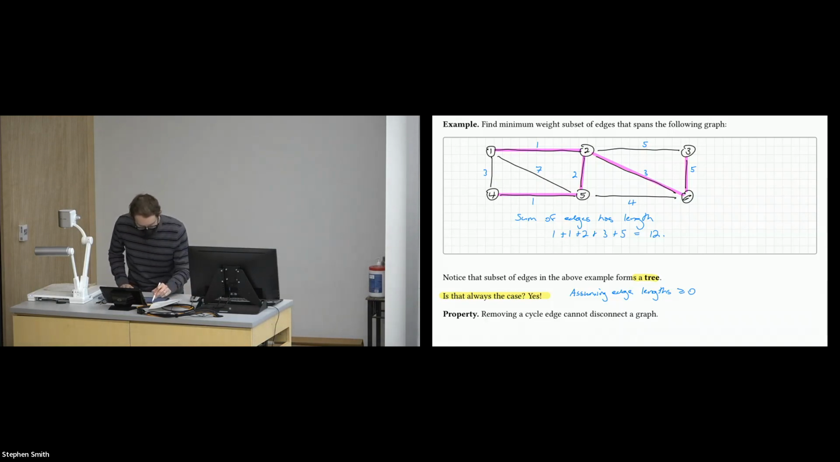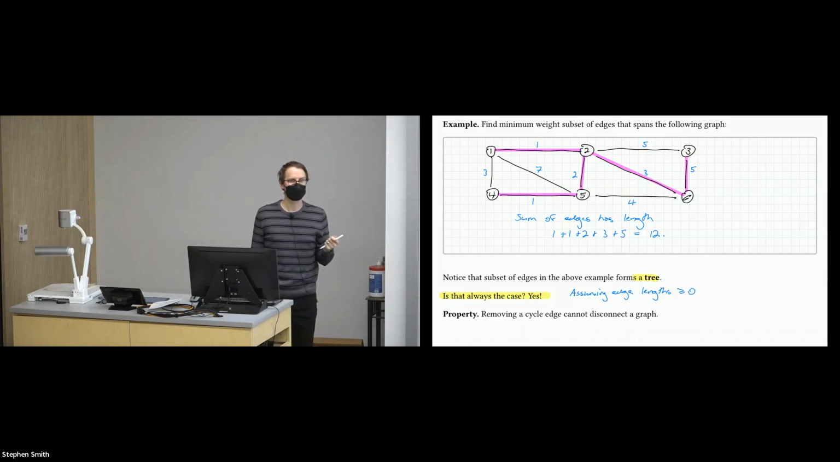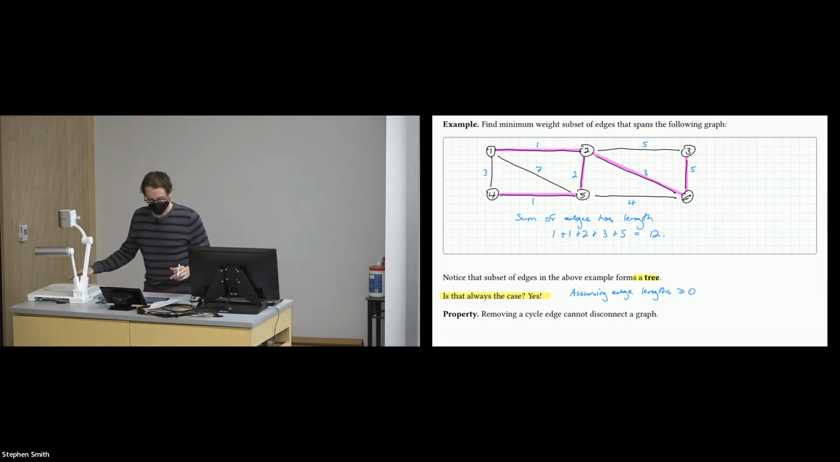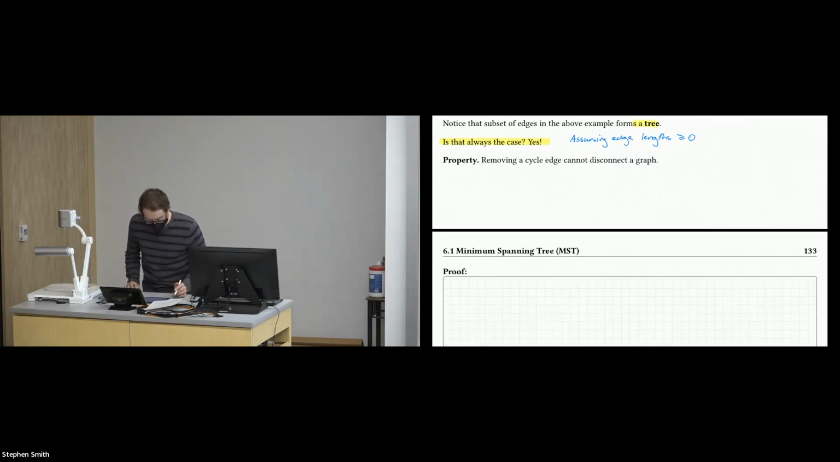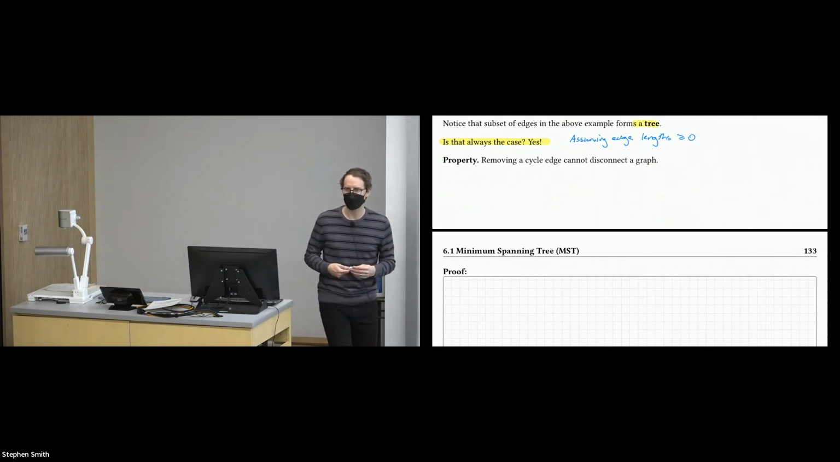And the property this relies on is that if I have a cycle in a graph and I remove one edge on that cycle, it cannot disconnect the graph. So why is that true? So, property: removing a cycle edge cannot disconnect a graph. Maybe you can immediately see why that's true.